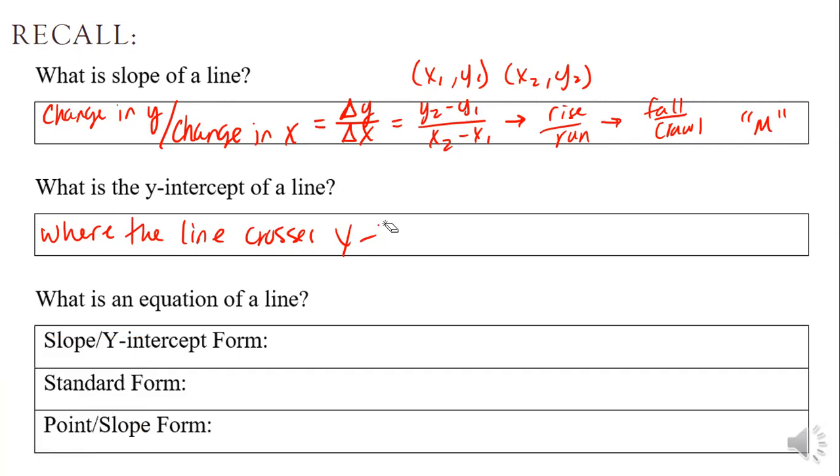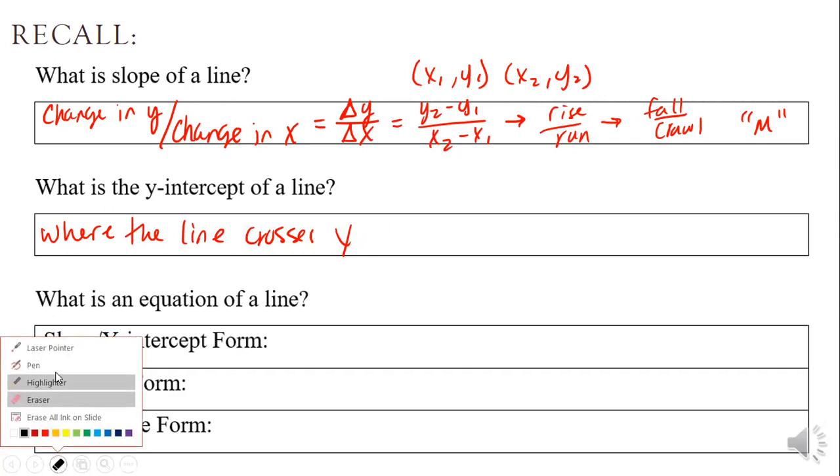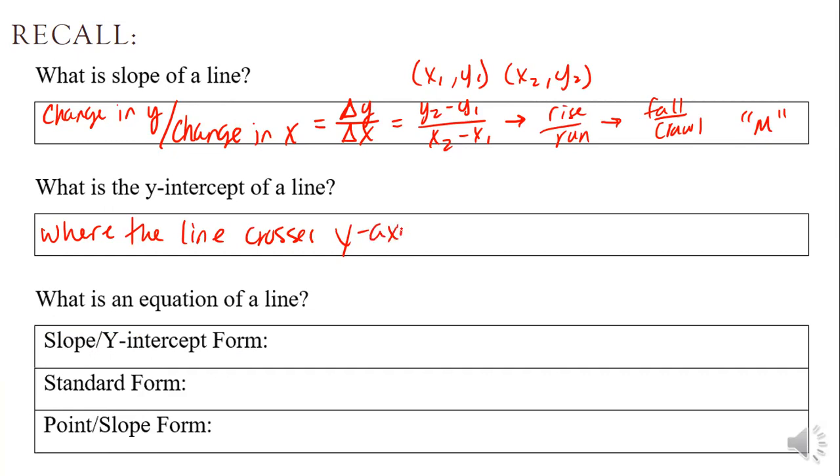Erase. Okay. In general, it also means that when this happens, your x equals 0, right? It's when your x equals 0. That's why it's written as 0, comma, your b value, right? 0, comma, some unknown value.